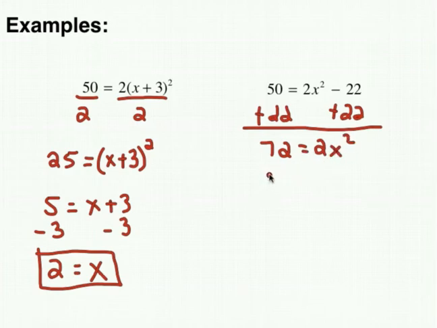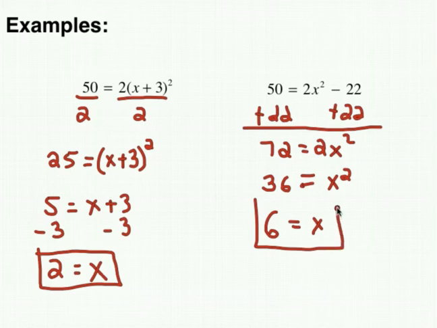Then we want to get rid of the 2, so we divide each side by 2, since the 2 is multiplied by my quantity with x. And we're left with 36 equals x squared. To get rid of the squared, we take the square root of both sides. Again, going with the positive solution, we get x is equal to 6.